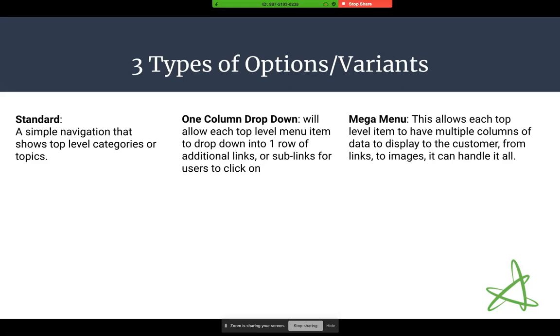The mega menu takes it one step beyond that and allows each top level to have multiple columns of data to display. That can be links, it could be images, it could be HTML that you paste in there. Many different ways it can work.